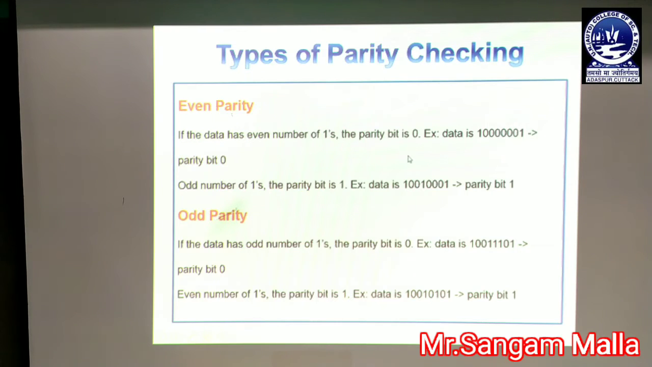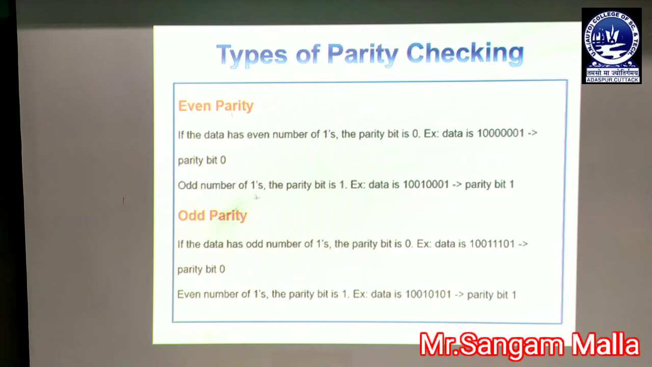Now let us move on to the categories of parity checking. The first one is even parity. So what is that? If the data has an even number of ones, then the parity bit is 0. That means if the data contains an even number of 1 bits, then the parity bit will be 0. You can see the example given here. The original data is this one. You can calculate the number of ones here: 1 and 2. That means there are 2 bits of 1 present in the data, so automatically the parity bit will be 0.